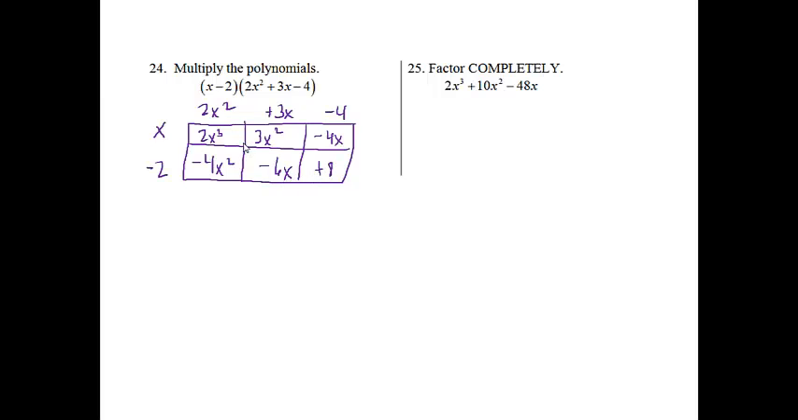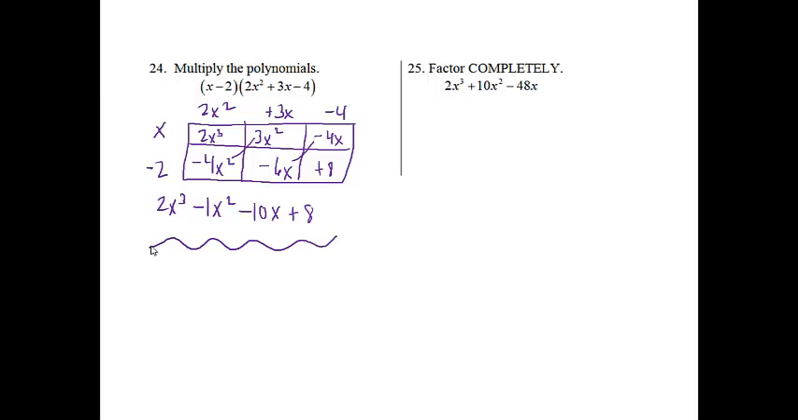So from here, I'm just combining like terms, and I do notice the diagonals are like terms. I'm going to get 2x cubed. Negative 4x squared and a positive 3x squared will be minus 1x squared. Negative 6x and negative 4x will be negative 10x, and then plus 8.